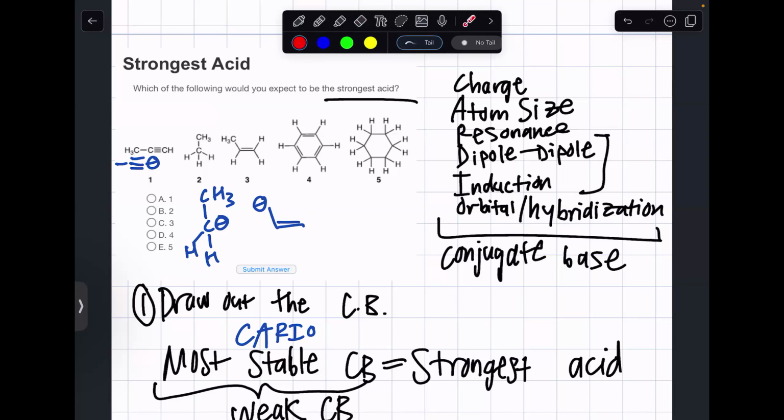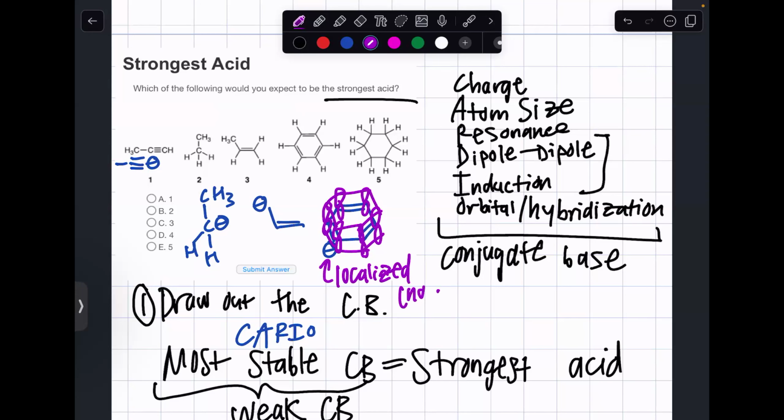For 4, all of these H's are equal, so it doesn't matter which H we take to get the conjugate base. But what do you notice about this negative charge here? Can this negative charge do resonance if it is on an atom that is already double bonded? No, because for that atom that's already double bonded, its p orbital is already occupied by the double bond. And if it's already occupied by the double bond, then that can't do resonance at all. So this negative charge here is localized. It's stuck. Localized. No resonance.